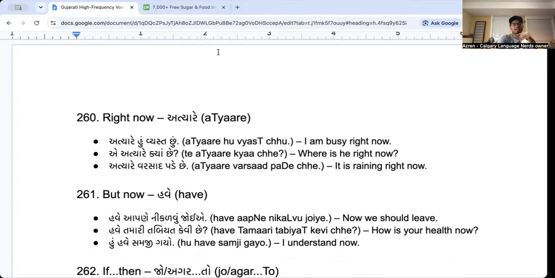Number 260. Right now. Atyare. Atyare hu vyast chu. I am busy right now. E atyare kya che? Where is he right now? Atyare varsad pade che. It is raining right now.